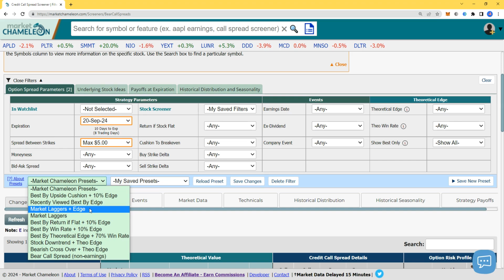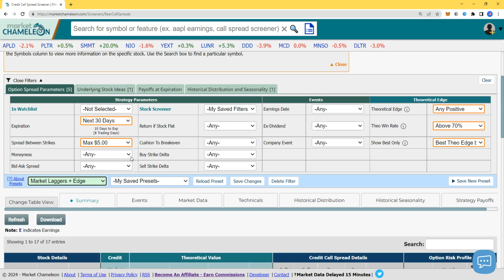So between those choices, market lagger plus edge, I'll choose this, because again, remember, you are selling options for income, and the higher the edge, the more income you are collecting based on what you should have collected based on history. So we're gonna click here and see the filters.